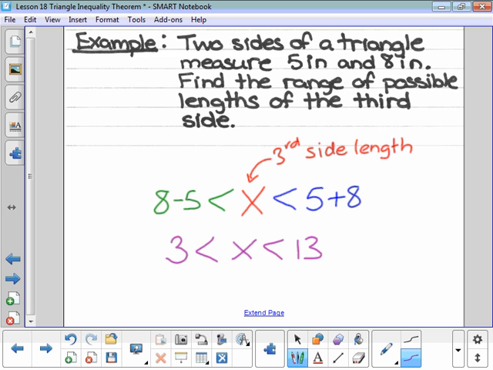So we can do the subtraction and the addition, and we can simplify this inequality. So this says that my third side, x, needs to be bigger than 3 inches, and it needs to be smaller than 13 inches. So if I wanted to build a triangle with sides 5 and 8, I could pick any value between 3 and 13, and I could make it my third side, and then I could build that triangle. So if I want to know the range, that's my range. Bigger than 3, smaller than 13.